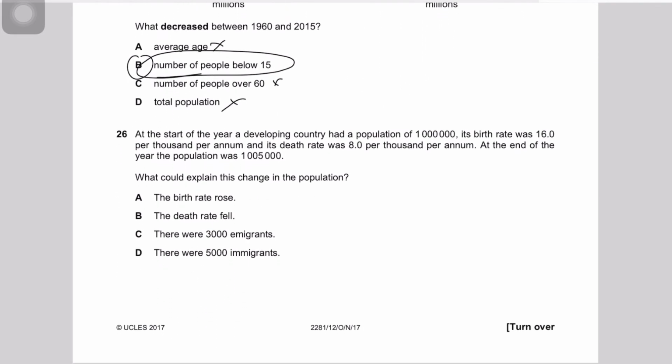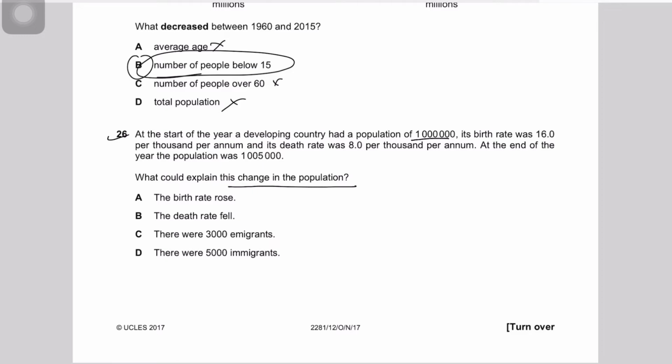Question number 26 is a good question, and you can clearly see that such a question does come from the chapter on population and living standards. It says that at the start of the year a developing country had a population of a million. Its birth rate was 16.0 per thousand per annum, and its death rate was 8 per thousand per annum. At the end of the year, the population was 1,005,000. What could explain this change in the population?